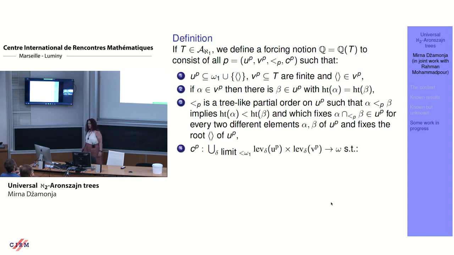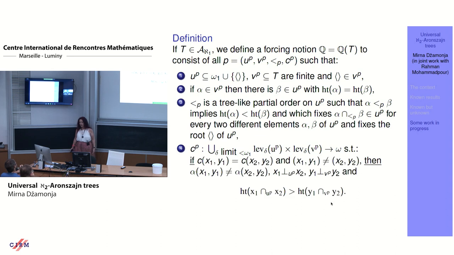What else? What is this CP? This CP is kind of like a specializing function, but it's not exactly. It's a function that specializes both of these trees at the same time. So it's a function that is going to act on the limit levels, the product of the limit levels of the same height of these two trees at the end.